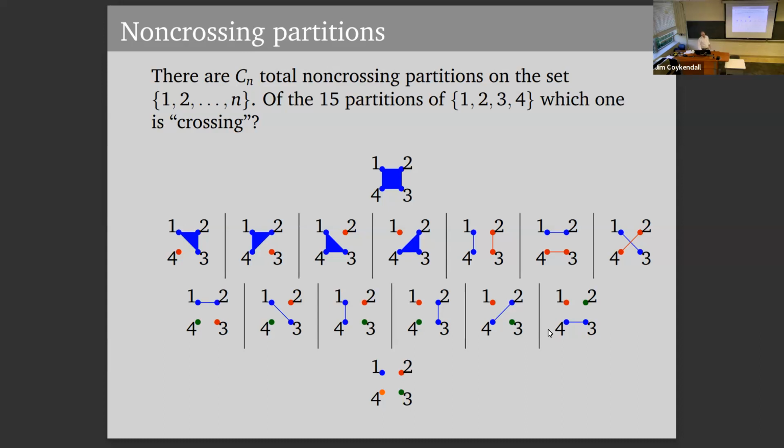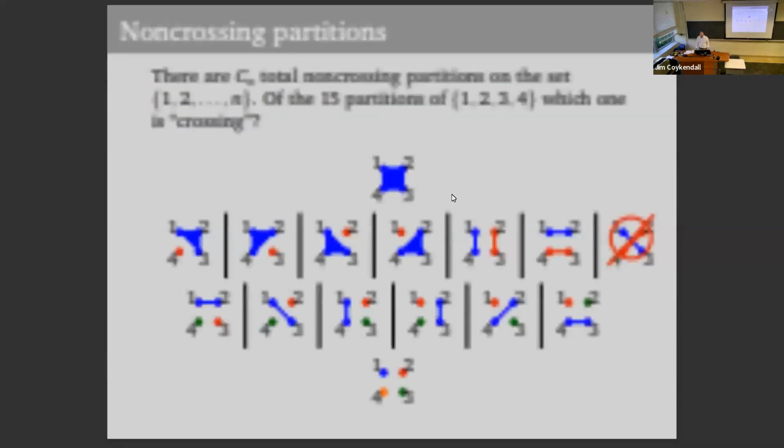14. Well, here are the 15 partitions of this set. So one of these is crossing, the other 14 are non-crossing. So which of these partitions is crossing? This one. We have this crossing that. Good. The others are non-crossing.